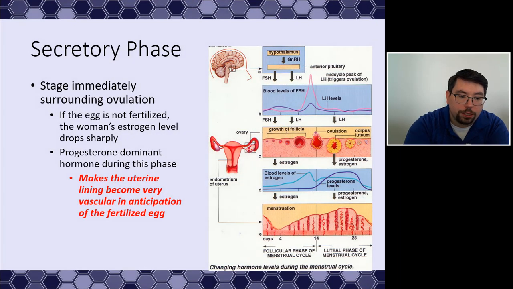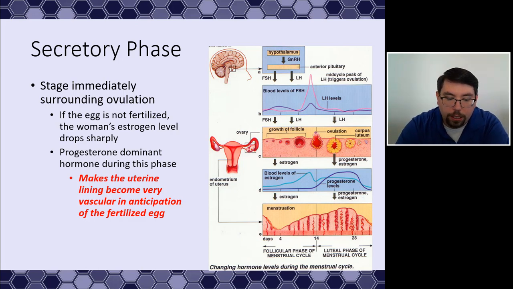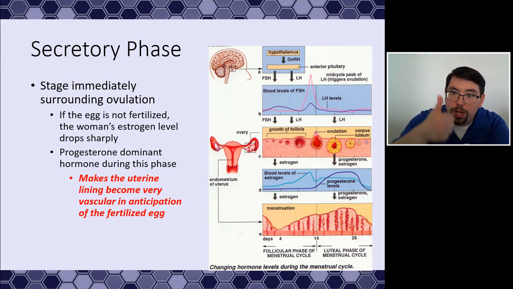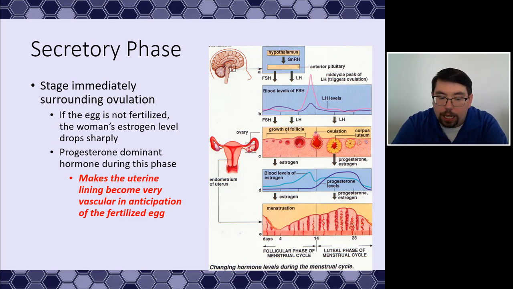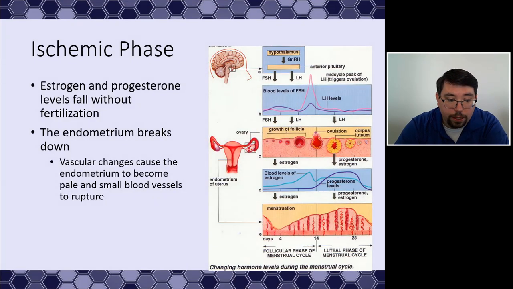The next thing we look at is the secretory phase. This is the stage of the menstrual cycle immediately surrounding ovulation, and it's referred to as the secretory phase. If the egg is not fertilized, the woman's estrogen levels drop right off, while progesterone levels are going to dominate. And so we see things like uterine vascularity increase during this phase in anticipation of the implantation of a fertilized egg.